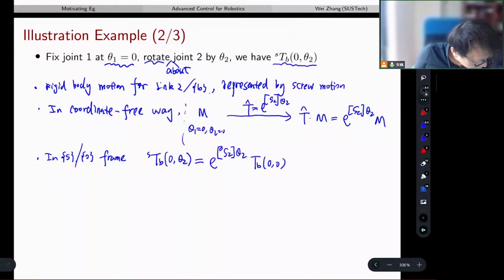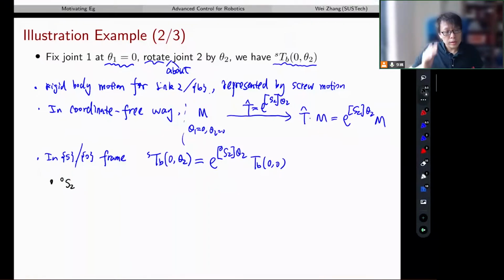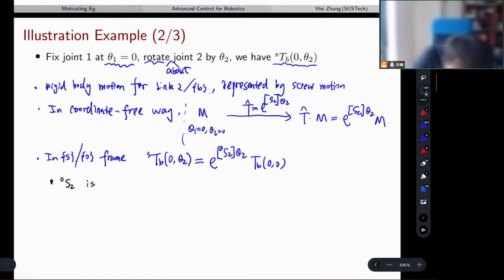But the one thing I want to tell you is that S to the 0, the screw axis of the second joint in the 0 inertial frame, is actually a function of theta1.